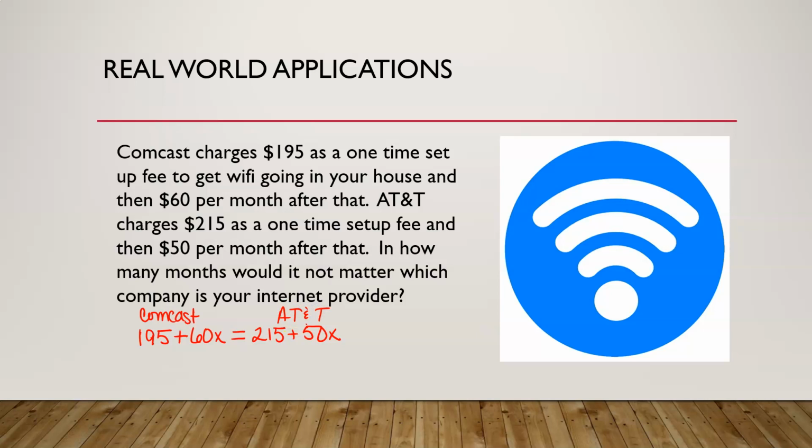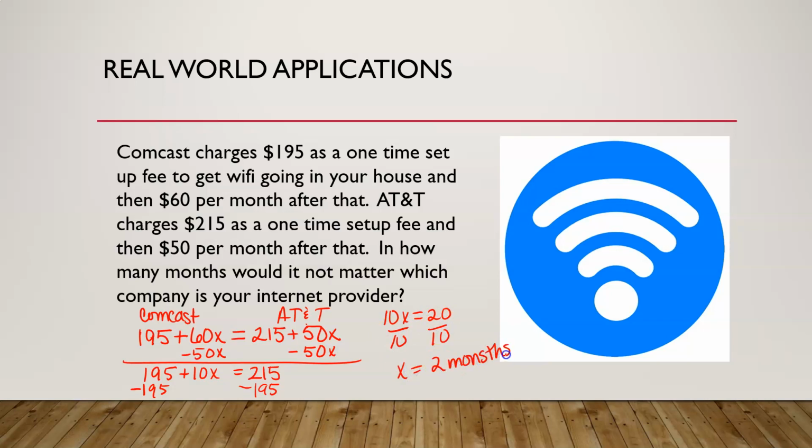Okay, let's get the variables over to one side. I'm going to subtract 50x. So I have 195 plus 10x equals 215. I'm going to subtract that 195. So then I have 10x equals 20. I'm going to divide by 10. And again, just like the plant situation, it'll be 2 months' time before it won't matter which one you choose.